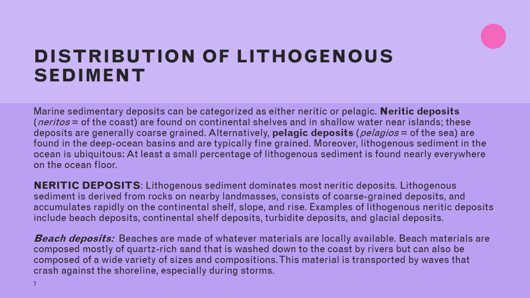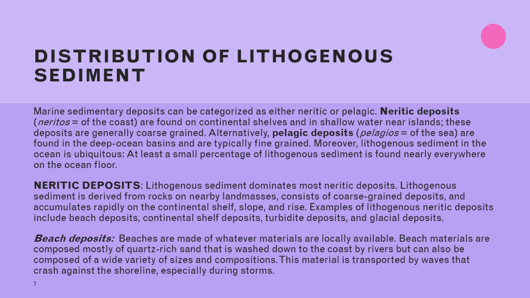So now let's discuss the neritic deposits. Lithogenous sediment dominates most neritic deposits. The lithogenous sediment is derived from rocks from nearby land masses, consists of coarse-grained deposits, and accumulates rapidly on the continental shelf, slope and rise. So what are the examples? Examples of lithogenous neritic deposits include beach deposits, continental shelf deposits, turbidite deposits, and glacial deposits. So number one, beach deposits.